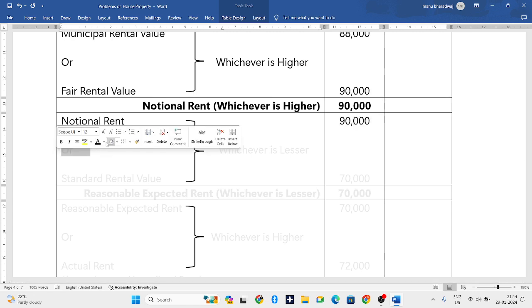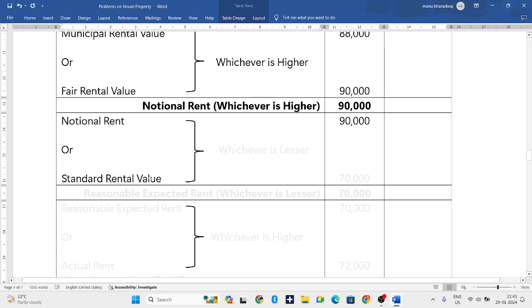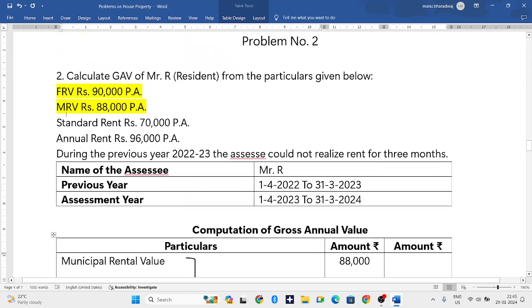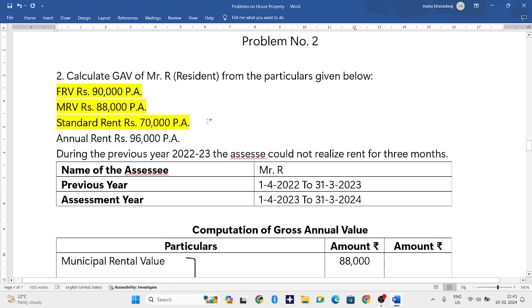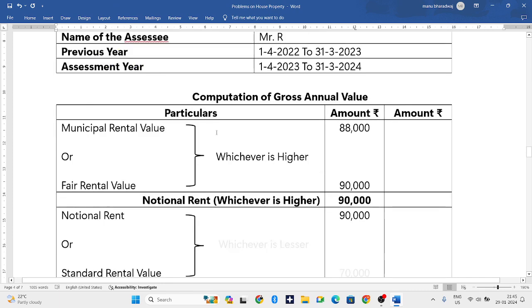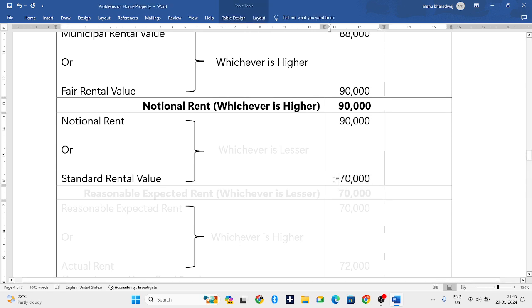That notional rent will be compared with standard rental value. In the question, they have given that standard rent is 70,000 per annum. So I will write standard rent here as 70,000 per annum.